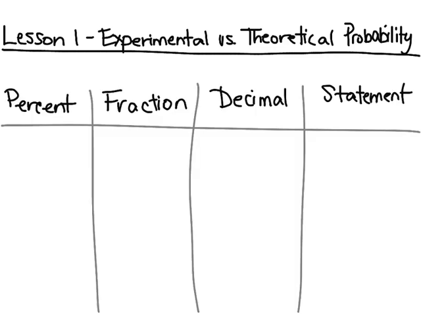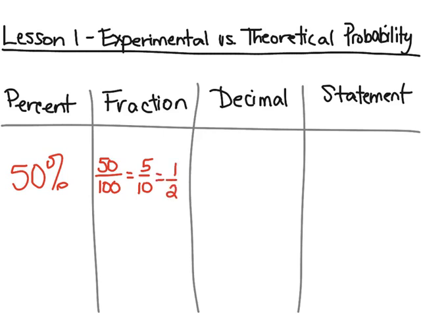So the first way would be a percent, so we could write it as 50%. Another way to write this would be a fraction, which would be the same as 50 out of 100. It would be the same as 5 out of 10, or 1 out of 2 as well. All of those fractions would get you the same probability. As a decimal, you would divide those numbers to get 0.5, and as a statement, we would write it as 5 out of 100.